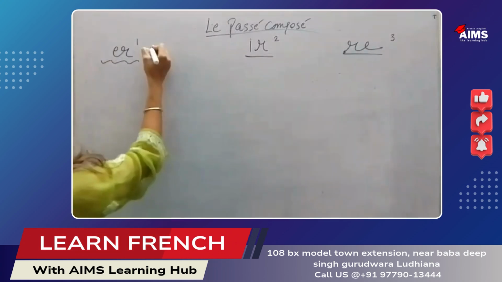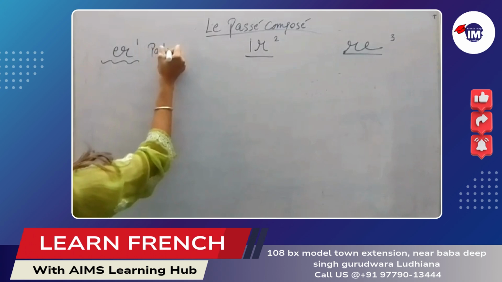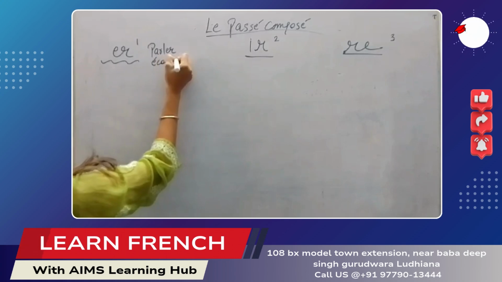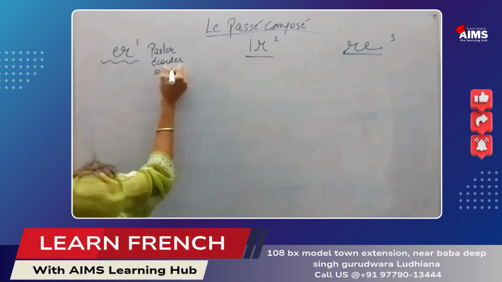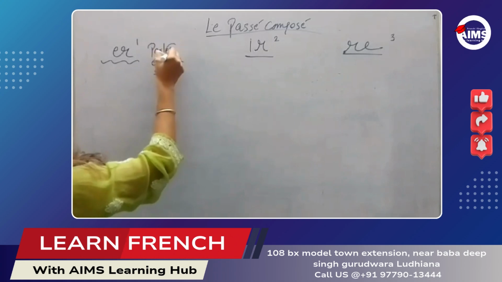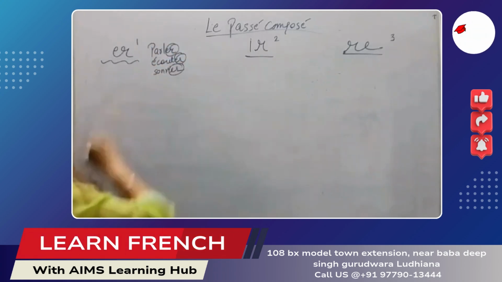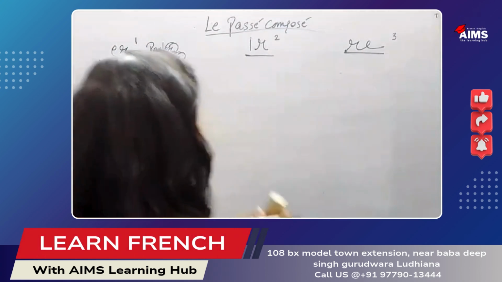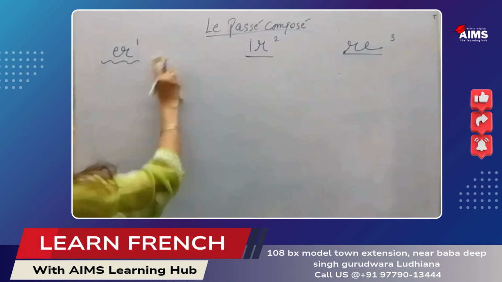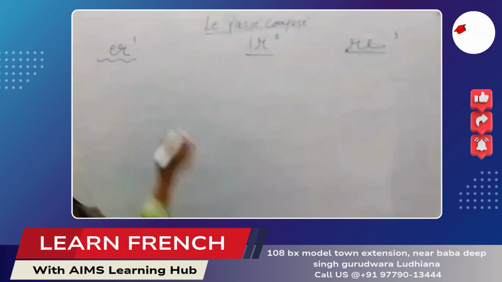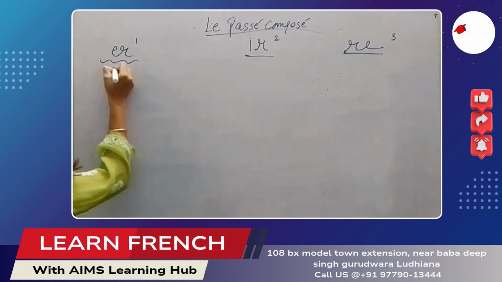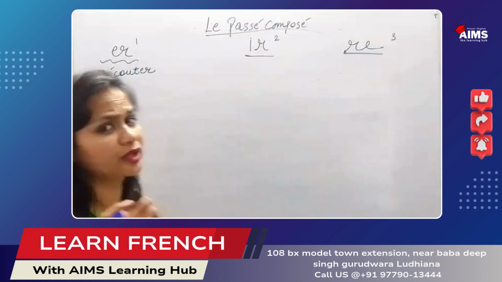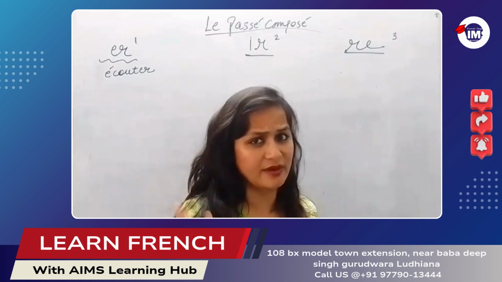Okay. Par exemple, let's take examples. Parler, écouter, sonner. Right? Can you see the endings? Er. So these are the verbs in the premier groupe. Okay? Er ending verbs, right? La terminaison er. Let's take an example here. Écouter. Okay, so écouter means listening, right?